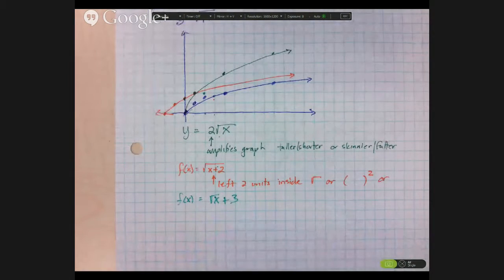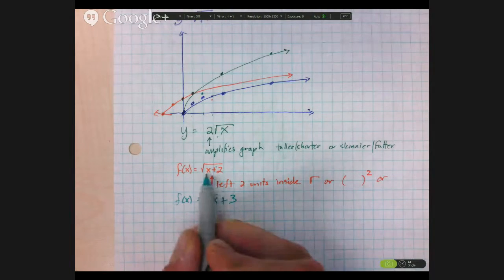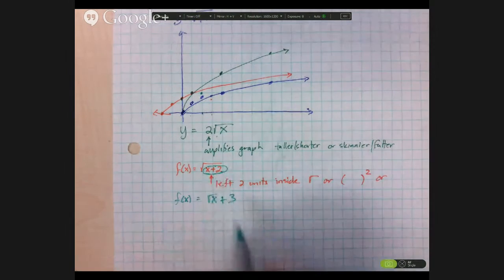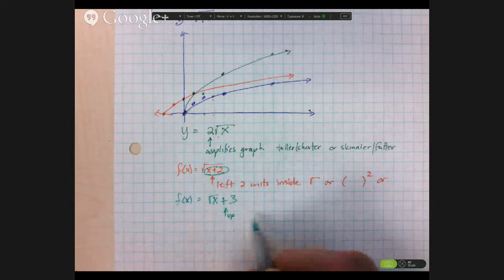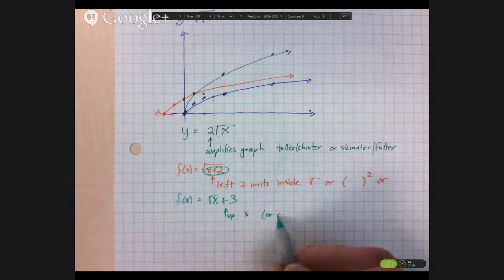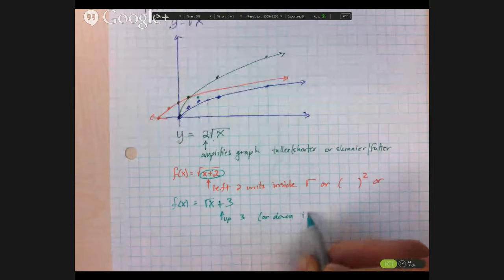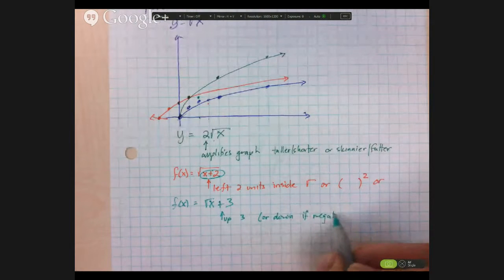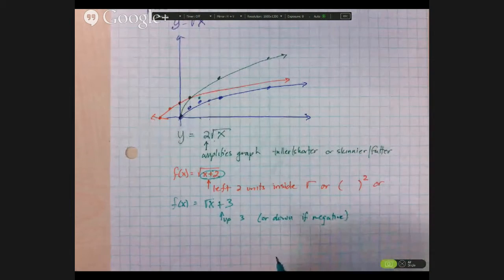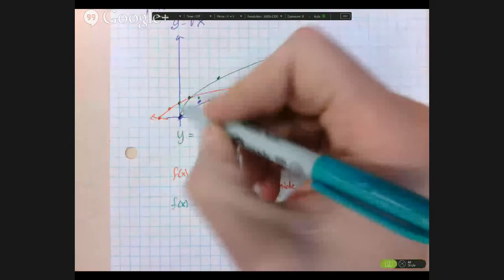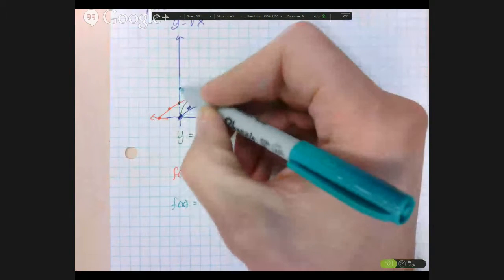What if I have the square root of x and then plus 3 is outside it? Which way is it going to move it? No, it only moves it left or right if it's under the square root. Okay, so this is up 3. If it's negative, it'll move it down. So I'm just going to move this up 3. Every one of these dots.